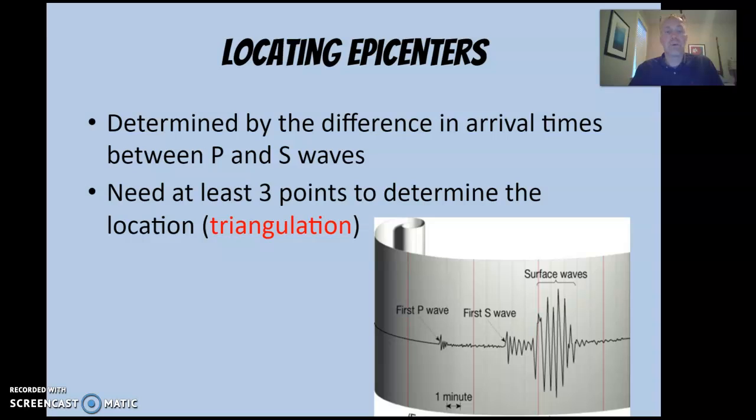So the only thing that we can determine from one machine is how far away the earthquake occurred. The way we're going to find out exactly where it happened is through this process called triangulation, and I'm going to let this video show how that works.